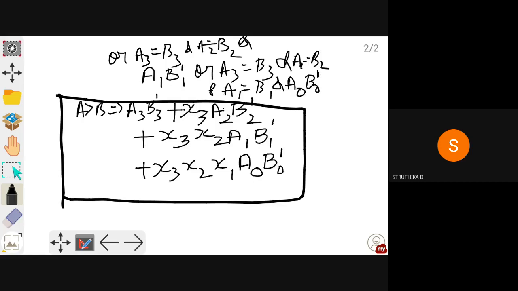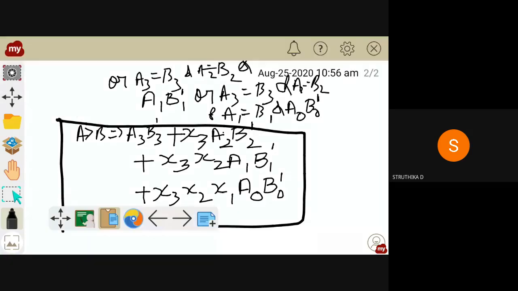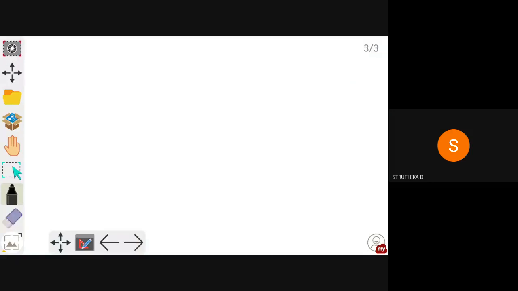Is it clear what is the Boolean function for A greater than B? Any doubt in that? No, ma'am. So similarly, you are going to obtain the expression for a less than b.